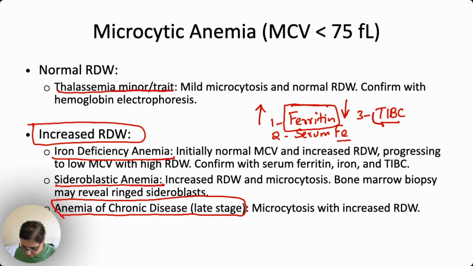So the total iron binding capacity is the other parameter to look at. So if the total iron binding capacity is increased with a decreased ferritin, you are dealing with iron deficiency. If the total iron binding capacity is decreased with an increased ferritin, then you are probably dealing with anemia of chronic disease.